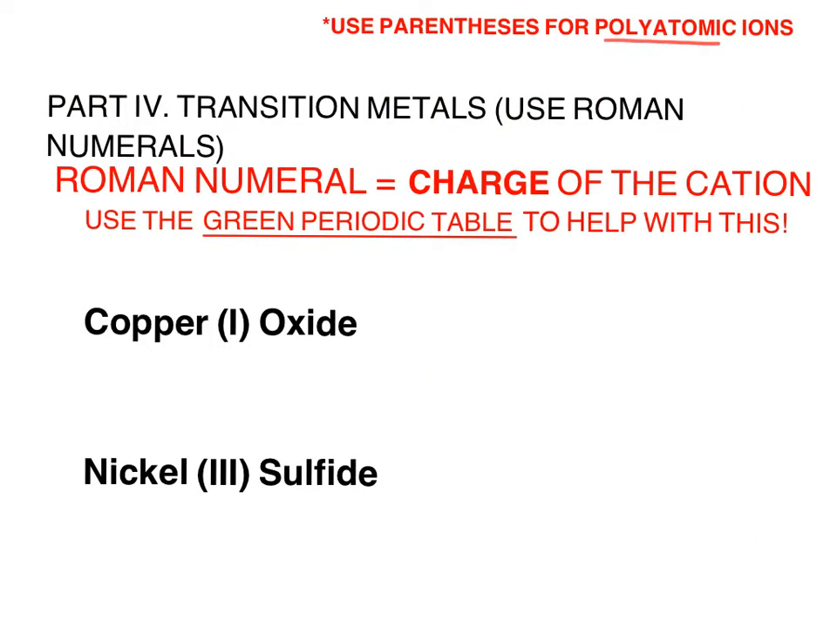The last part that we're going to talk about is the transition metals. Now this is where I'm going to use my Roman numerals. Roman numerals are going to tell me the charge of my metal, or my cation.